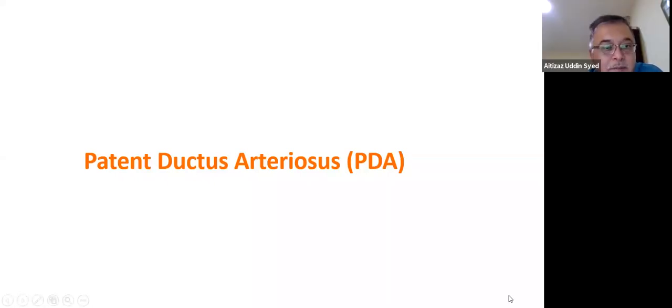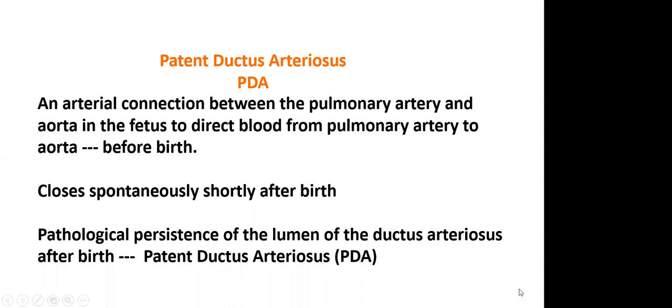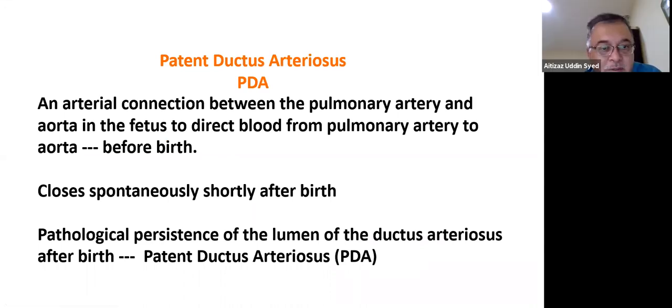So next is the PDA. Now PDA is obviously an arterial connection between pulmonary artery and aorta, and it has to be there because of the fetal circulation to direct blood from pulmonary to the aorta before birth. The lungs are not working, pulmonary resistance is high, and the blood has to go down one of these shunts, as you're all familiar with, or you should be familiar with, the circulation in a fetus. It has more than one level of shunts, and one of them is PDA.